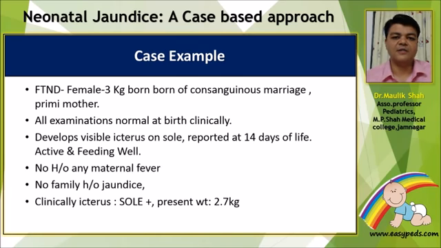Let's take it by a case example. A full-term normally delivered female of 3 kg, born of a consanguineous marriage to a primary mother, was brought to us. All examinations were normal in this baby at birth. The baby developed icterus up to the sole, reported on day 14 of life, and was active and feeding well. There was no history of maternal fever or of jaundice in the family. Clinically, the icterus was found up to the sole. The weight on presentation was 2.7 kg.